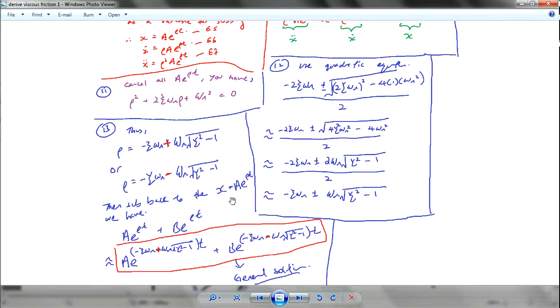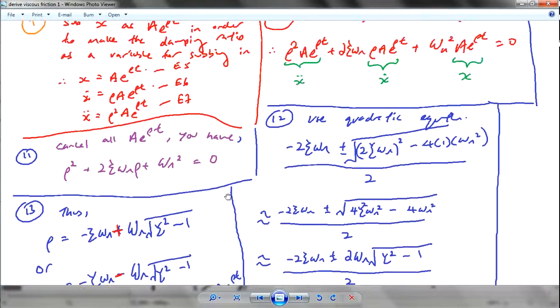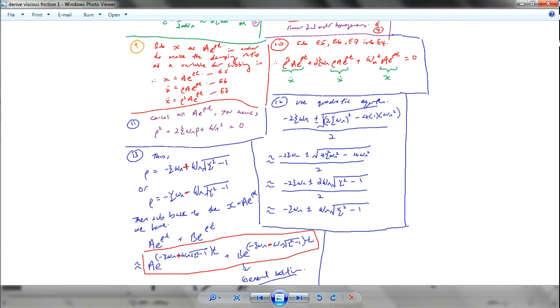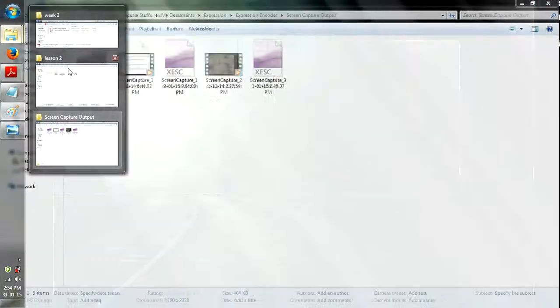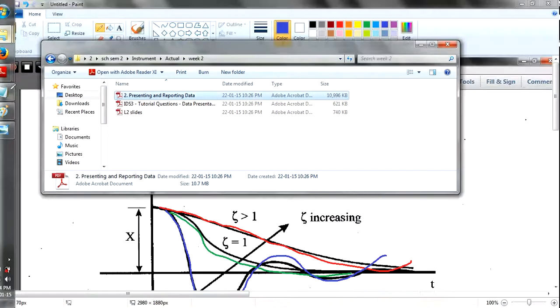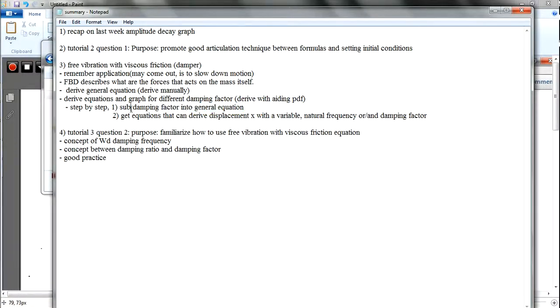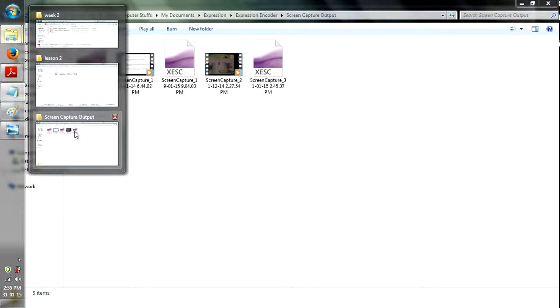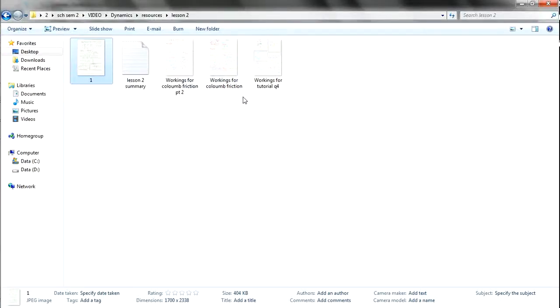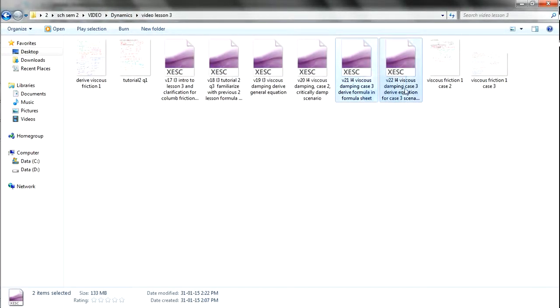Once you derive your general equation, you sub in the damping factor, and then see whether your equation is problematic or not. If it's not problematic, like over damped, then you can just use the general equation to solve. If it's under damped or critically damped, you have to derive what I have derived earlier. And these are the 2 videos.